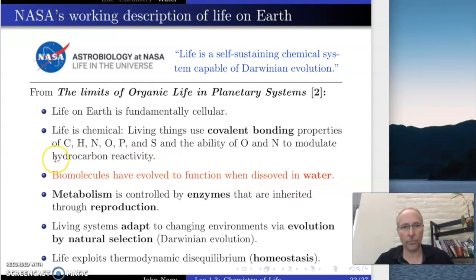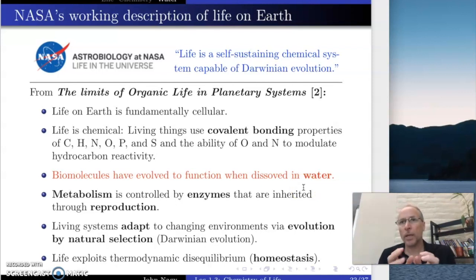Okay? And that's now the third point that the NASA working group has come up with about their description, what they think is fundamentally important about living things on Earth. First, it's cellular. Second, it's chemical, and they use covalent bonding properties of these things, and all of that metabolism has evolved to work in water. So why water? Why not something else? Why couldn't it be something else?